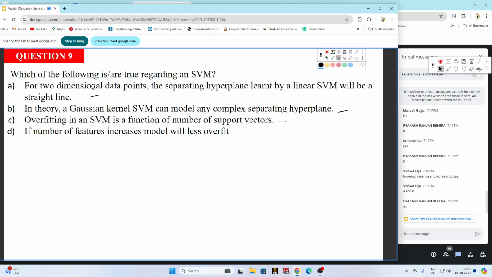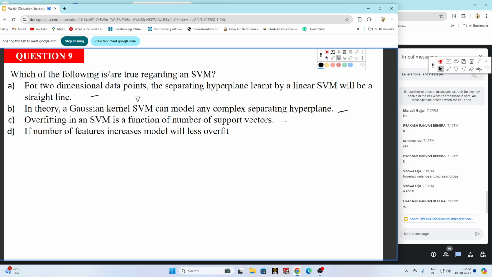For two-dimensional data points, the separating hyperplane learned by a linear SVM will be a straight line. As I have already said, the dimension of the SVM hyperplane will be p minus 1, where p is your number of features. Like if you have two features, inputs x1 and x2, then you have to separate them by a line. A line is a one-dimensional hyperplane. So that is the concept.